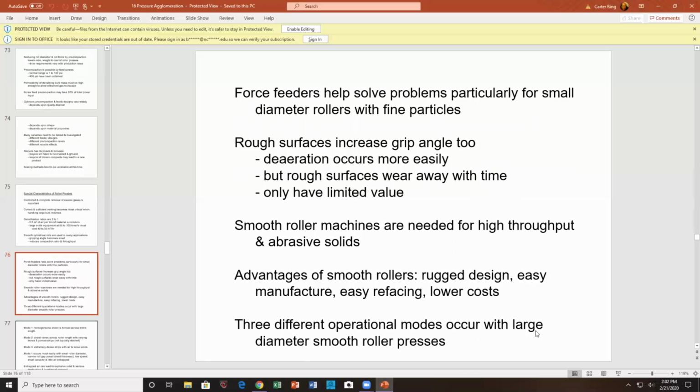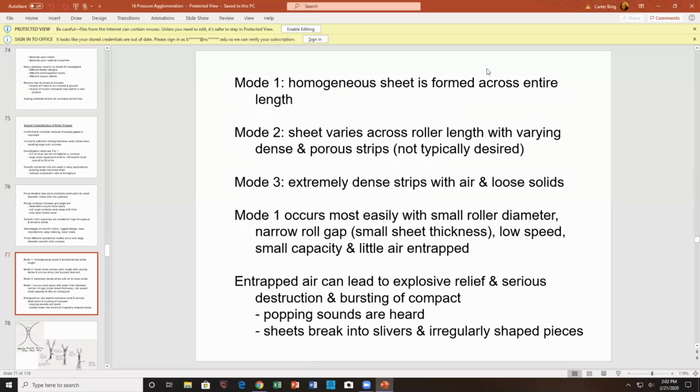Three different modes occur with large diameter, smooth roller presses. Mode 1, homogeneous sheet across the whole length. Mode 2, sheet varies across the length with varying density and porosity strips. Mode 3, extremely dense strips with air and loose solids. So mode 1 occurs most easily with small roller diameters, narrow gap, low speed, low capacity, and little entrapped air. Makes sense. Less air, less problems.